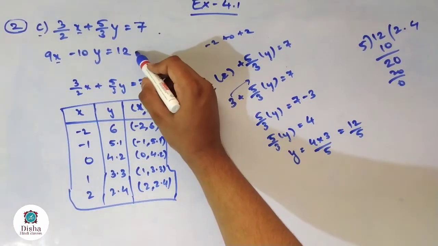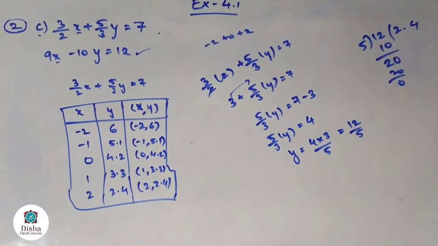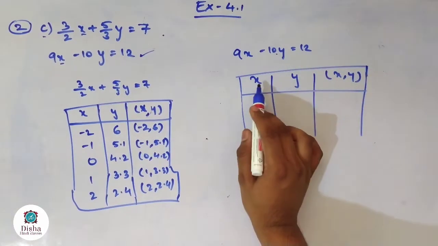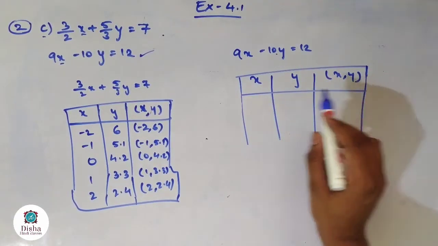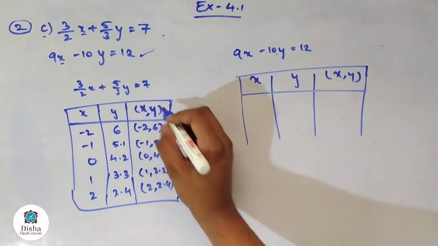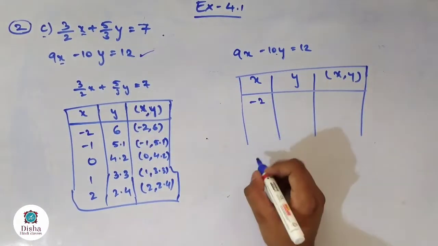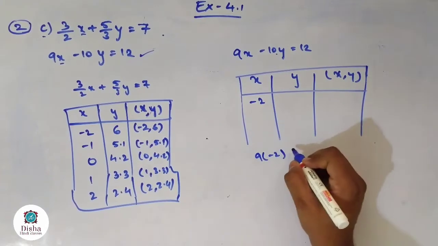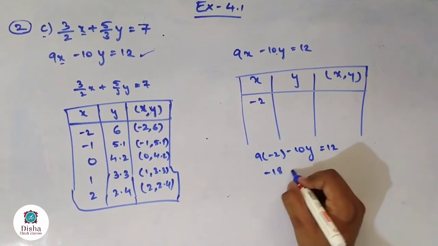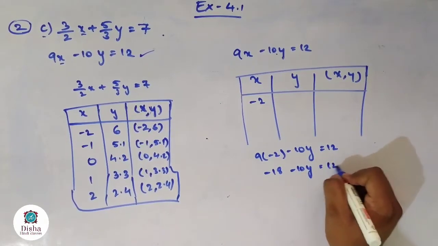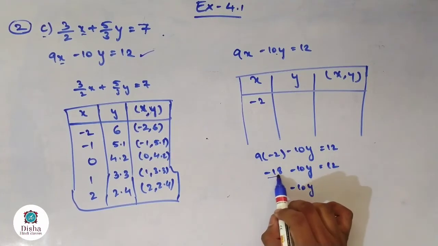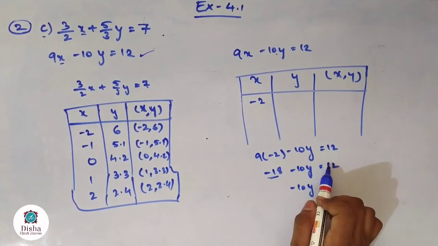So now we'll solve for this equation. Second equation, 9x minus 10y equals 12. x, y, x and y. So we have to find x, we have to find y, and we have to also find x and y also. So now x, let us take minus 2. So 9 into minus 2 minus 10y equals 12. So minus 18 minus 10y equals 12. So minus 10y. Then what will we get? If we send this minus 18 to the RHS, what will it become?